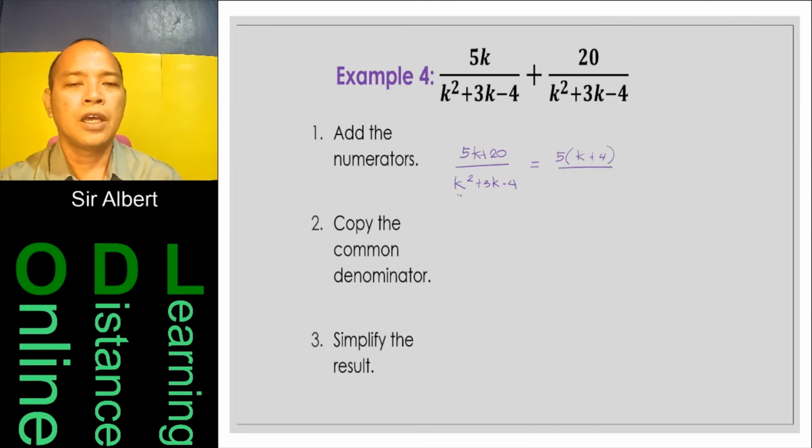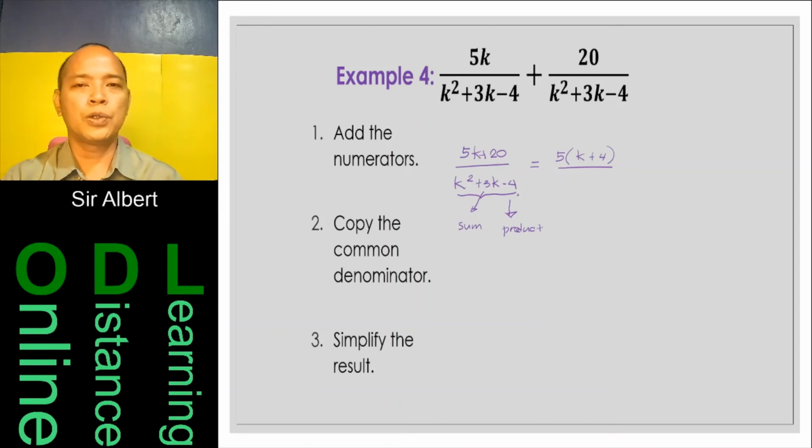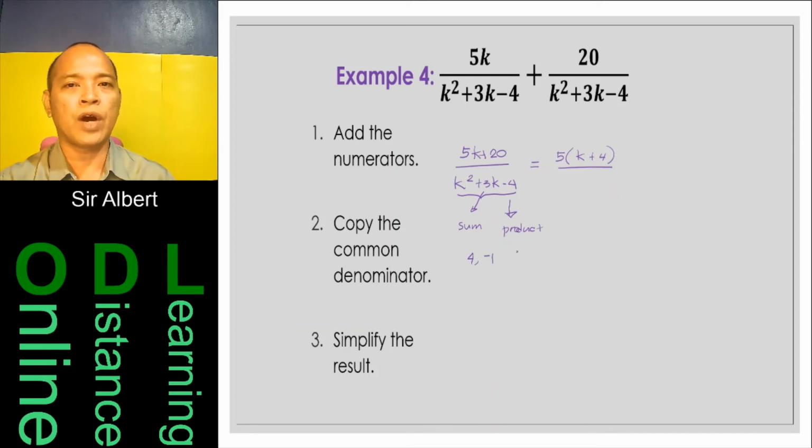over your denominator is a type 1 trinomial. And the way we factor type 1 trinomials is to think of two numbers whose product is -4 and whose sum is +3. The two numbers that would satisfy such conditions would be the numbers 4 and -1. Since 4 times -1 is -4, and when you add 4 and -1, it would give you 3. Therefore, k squared plus 3k minus 4 can be factored as k plus 4 times k minus 1.